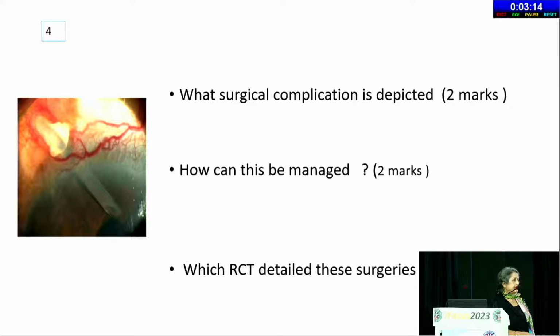What surgical complication is depicted in this? Ma'am, first year, I will try. No problem. Ma'am, looks like tube migration. One is tube migration. What else? It's trying to come out. It's trying to come out, yes. Tube erosion or tube migration. Right? So that's called tube erosion.